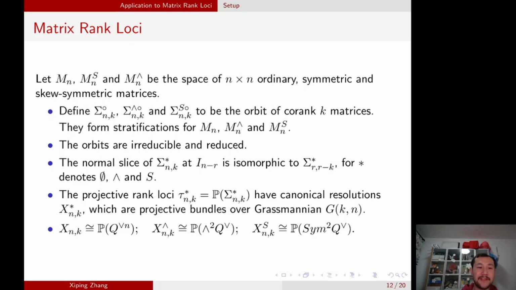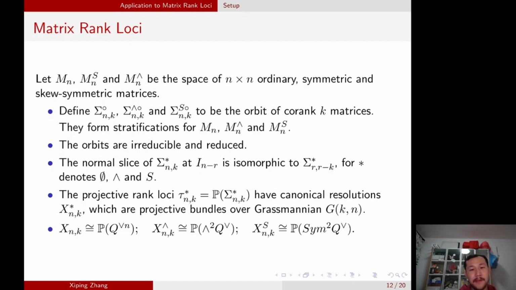And the fourth property is key to our computation here. The projectivized rank loci have canonical resolutions called the Tjurina transforms, which are isomorphic to projective bundles over Grassmannians. For the ordinary case, they are isomorphic to the projectivization of Q to the nth power. For the skew-symmetric case, it's the wedge square, and for the symmetric case, it's the symmetric product.